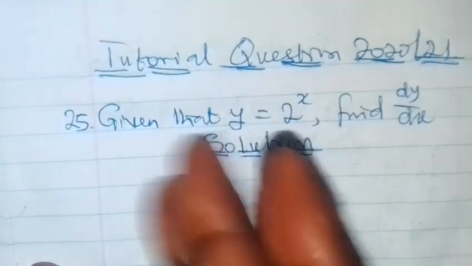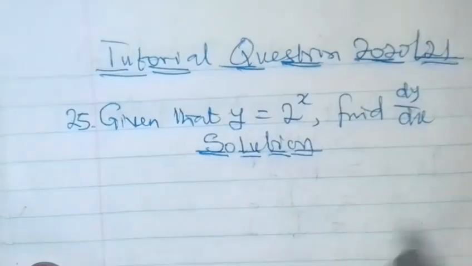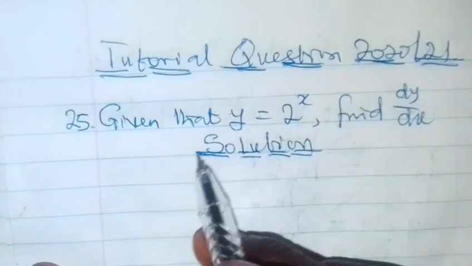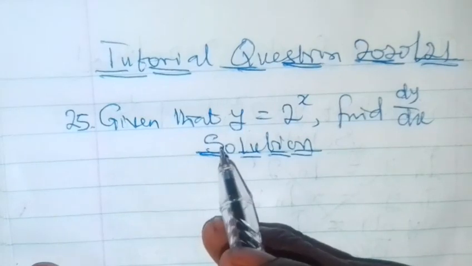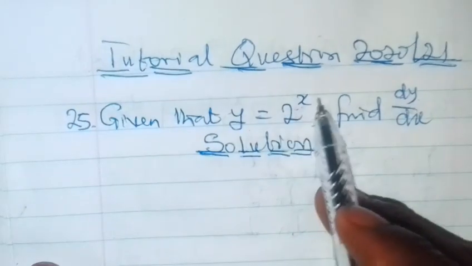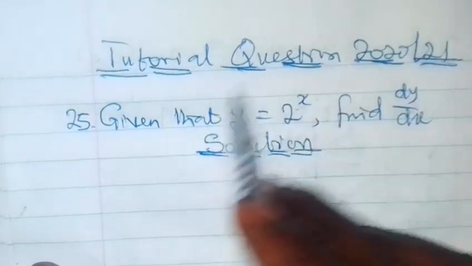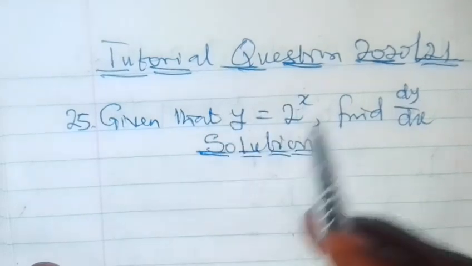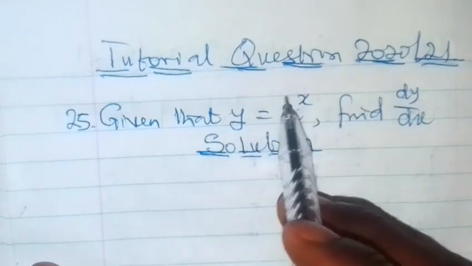In our tutorial today, we are considering question 35, and this question 35 is drawn from elementary differential and integral calculus questions. And it reads, given that y equals 2 power x, find dy/dx. Now, this is a case of what? Of differentiation of an exponential function, all right?